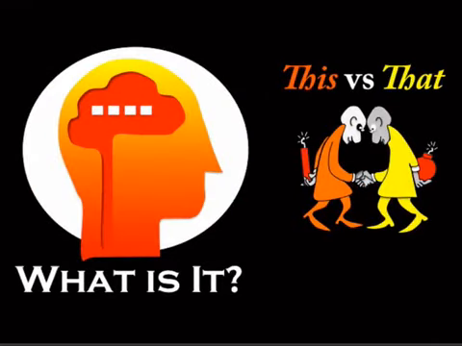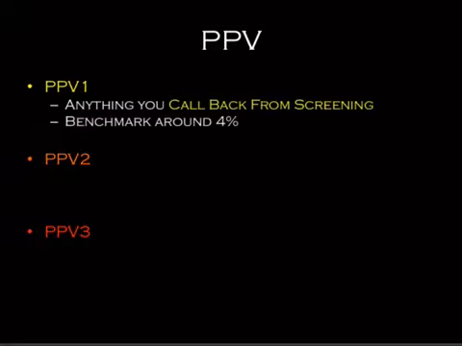So the last thing I want to talk about is the different subtypes of positive predictive value. Mammography has all kinds of statistics that it keeps on stuff. These are the 3 that are related to this cancer workup. So PPV1 is anything you call back from screeners, basically anything that you didn't send back into the screening pile. And that should be around 4%.